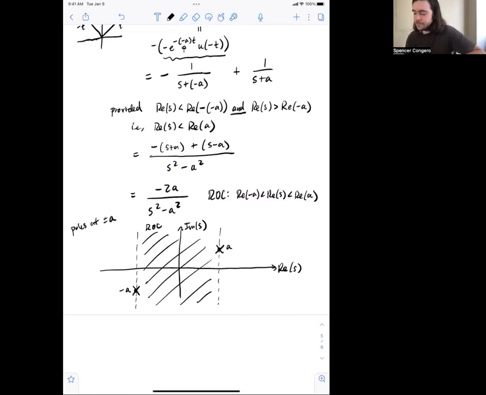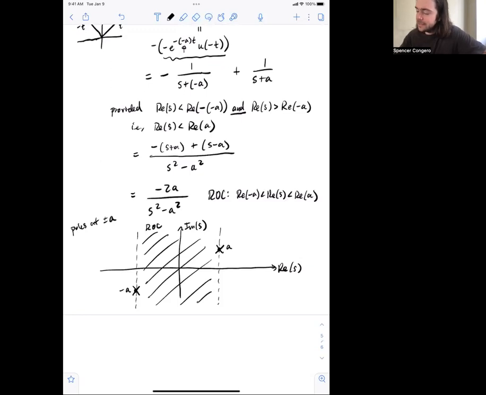Previously we've seen ROCs that were half planes, just to the right or left of a certain dotted line. But now we see one that's actually an infinite strip in the complex plane. If I pick any s value in between those two dotted lines in that ROC, then this Laplace transform will converge. Anything outside of it, it won't.